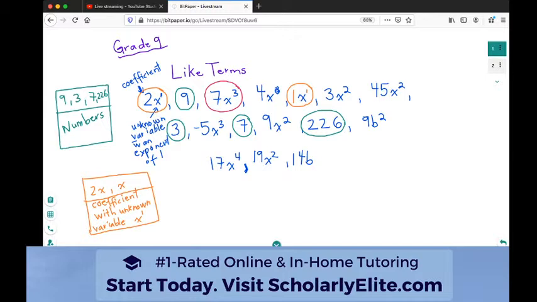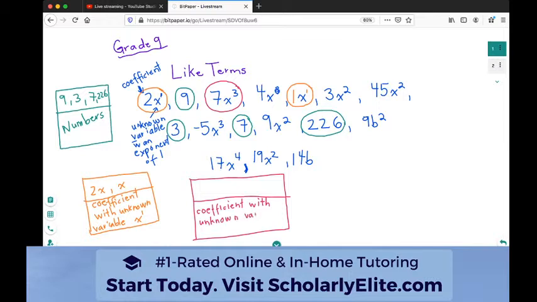Okay, so now we're going to check out 7x to the power of 3. So what are the stipulations, or what is it that we're looking for here? Well, we're looking for a coefficient with unknown variable x, but the x is to the power of 3. So I have to make sure that I'm keeping that in mind.